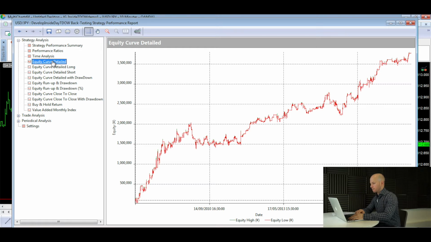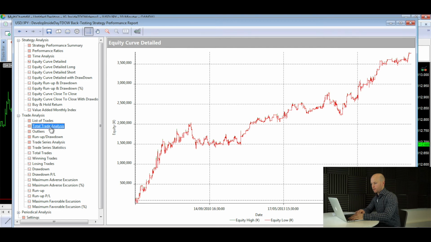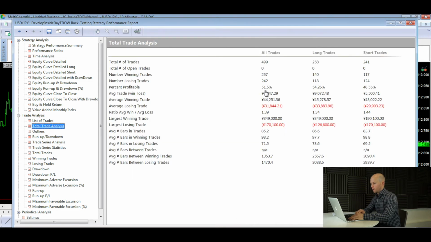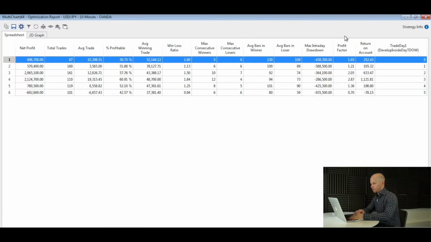Reasonable equity curve, it's not bad at all. And let's look at the total trade analysis. We got an average trade of 7,300 yen. We're looking at about 500 trades here. Now let's look at an optimization, taking trades on just one day a week to see how the strategy performs on each day. Now this is the optimization report.